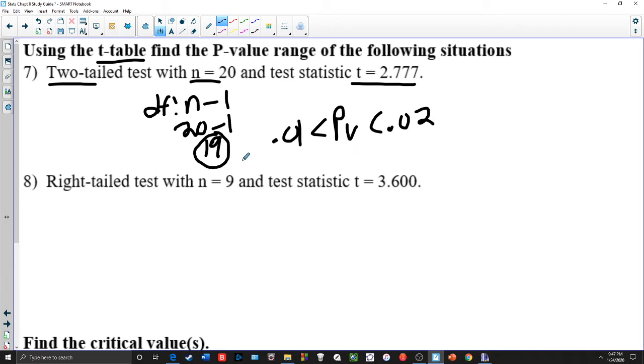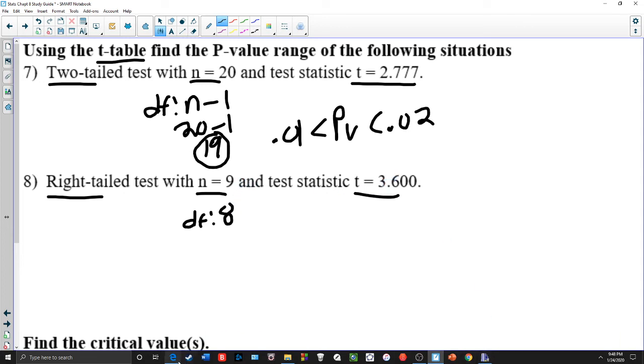For a right tail test, again, we're not looking up the entire problem, we're just looking up the p-value, the range of p-value rather. So it's a right tail test, n is 9, 3.60. So let's go ahead and make sure we get our degrees of freedom. So our degrees of freedom in this case is 8 because it's n minus 1. And our test stat is 3.6.